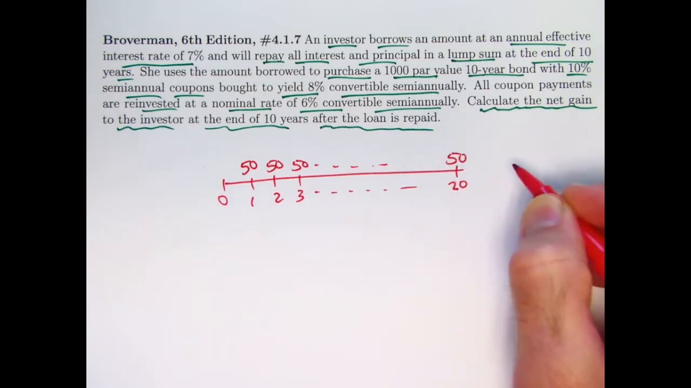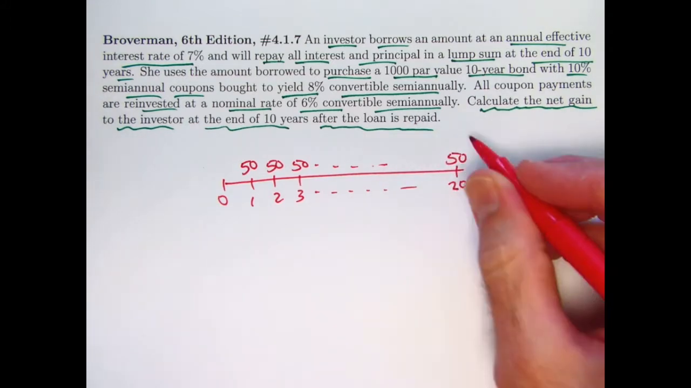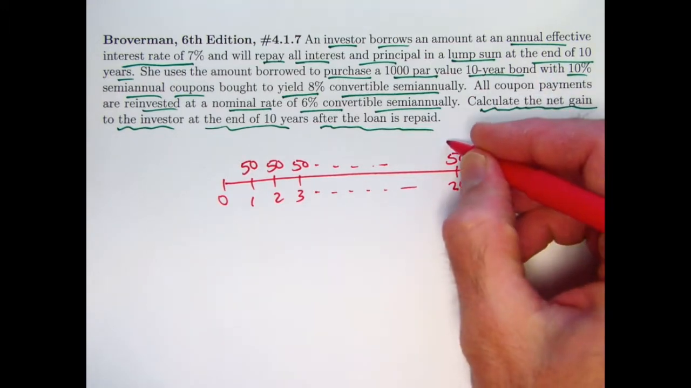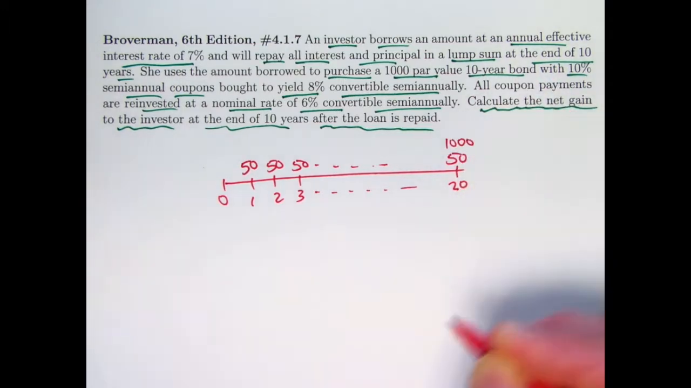So she gets these payments of 50, 20 of them, and then she also gets the 1,000 back at the end. They don't say anywhere that that's the redemption value, but the assumption is that it's redeemable at par if they don't say it. So she gets the 1,000 there.